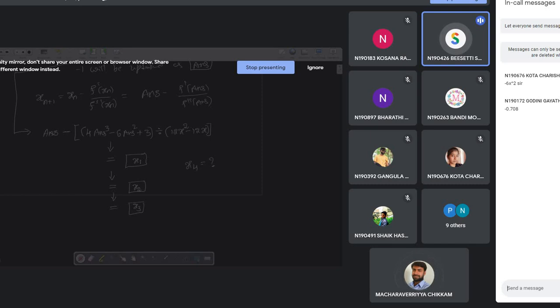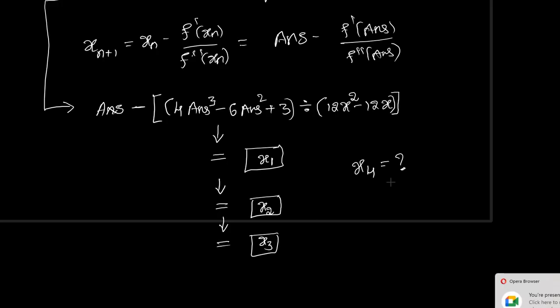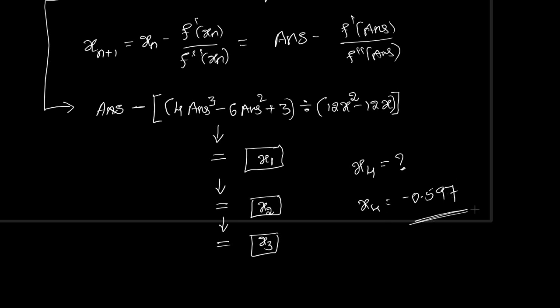Minus 0.597, sir. Minus x4 equal to minus 0.597. Yeah, good. Alright, so approximately the root is this. It means the critical point of f is approximately equal to minus 0.597. That's what.